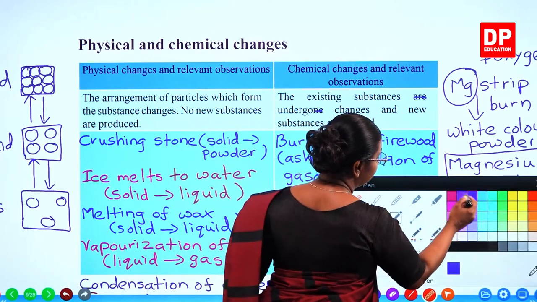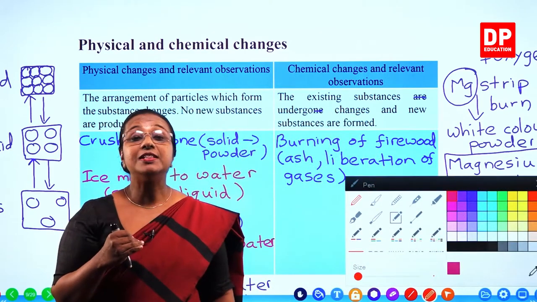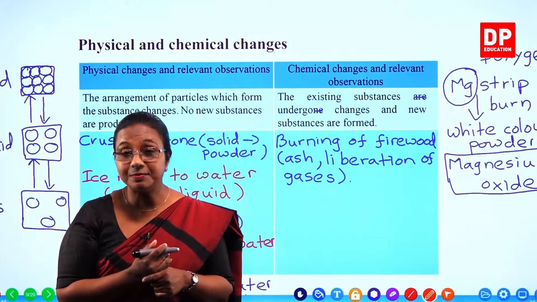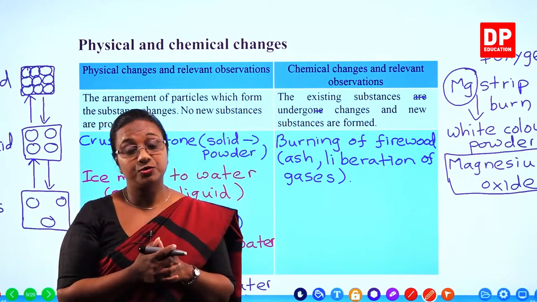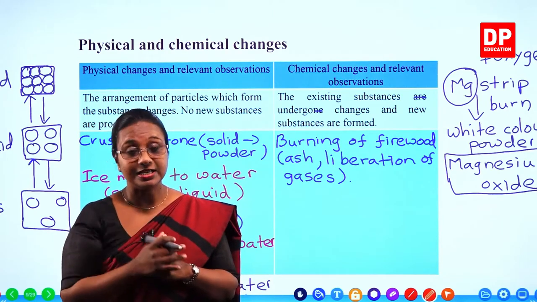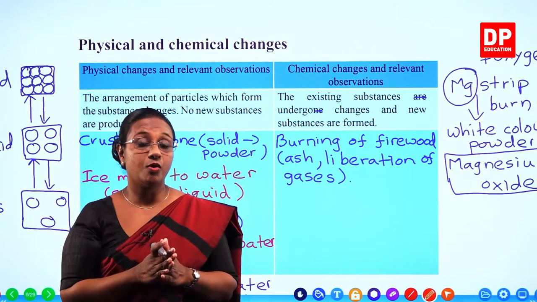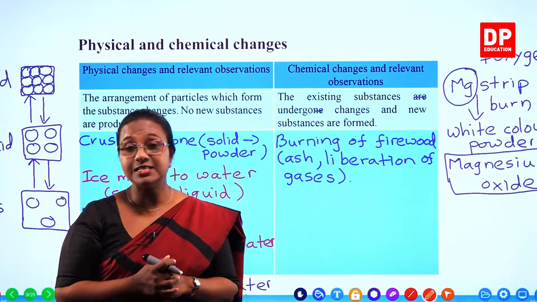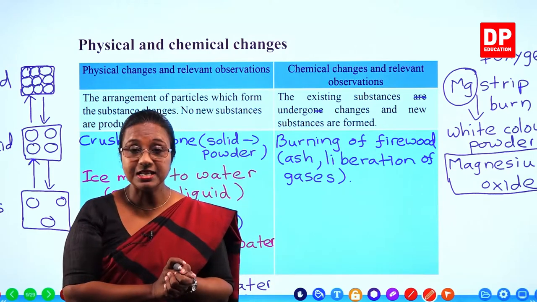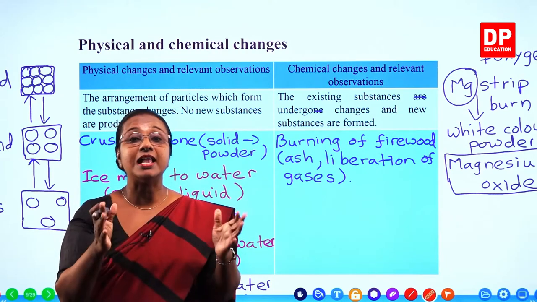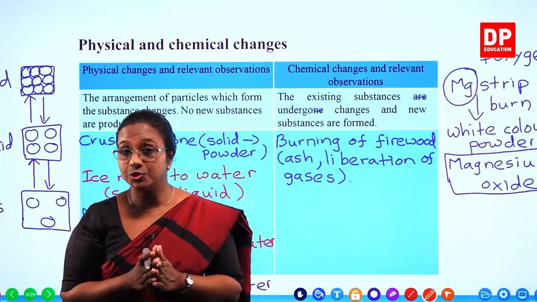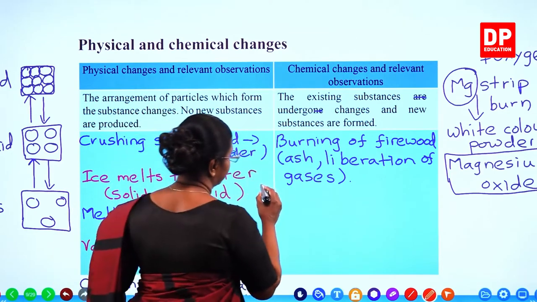Then we have another one. You're familiar with limestone. Limestone is available as rocks. Normally, limestone is calcium carbonate. For certain industrial processes, we heat limestone. When you heat limestone to a high temperature, calcium oxide is formed. At the same time, carbon dioxide is liberated. So the initial substance is limestone, that is calcium carbonate, and the new substances produced are calcium oxide and carbon dioxide. So that again is an observation relevant to chemical changes or chemical reactions.